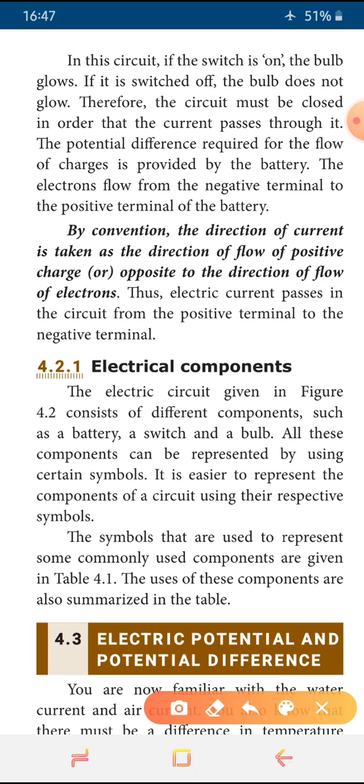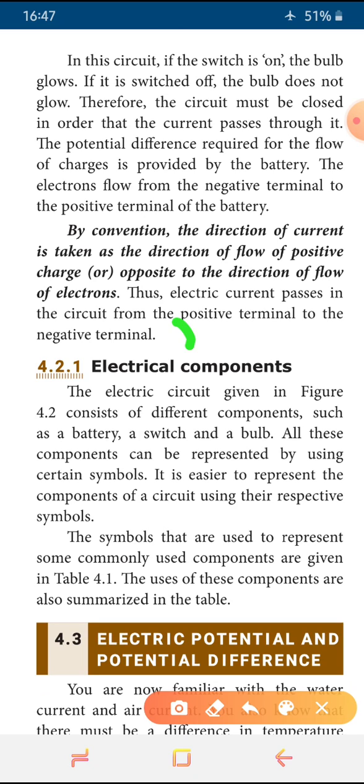In the last class we finished up to here. The convention of the direction of flow of current is always taken depending on the direction of the electron. The direction opposite to the direction of the electron will be taken as the direction of electric current. That is the convention.